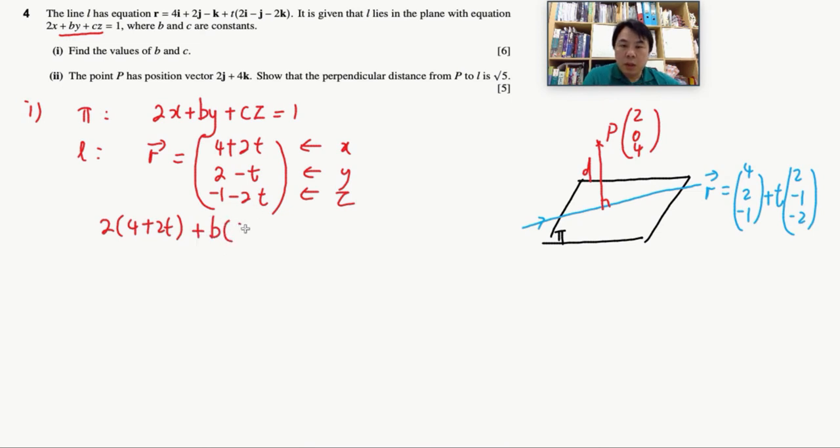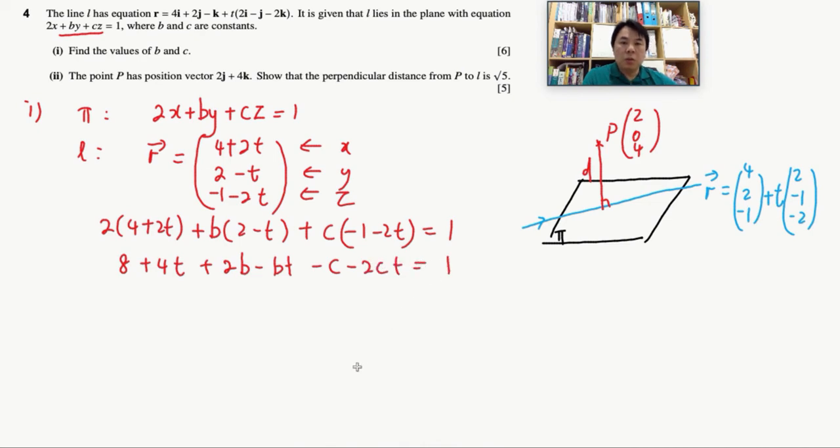Okay. So by solving this simultaneously, I will have 2t plus b. My y is 2 minus t here, and then my z is -1, -2t, and that must yield a 1 in this case. So I have 8 plus 4t plus 2b minus bt minus c minus 2ct equal to 1. So from here, I'm going to group all the constants together, and then group all the coefficients of t. In this case, I have 8 plus 2b minus c. These are all the constant terms. And then I have the term with the t. Now that will be 4 minus b minus 2c, t equal to 1. Alright, now those are what we have currently.